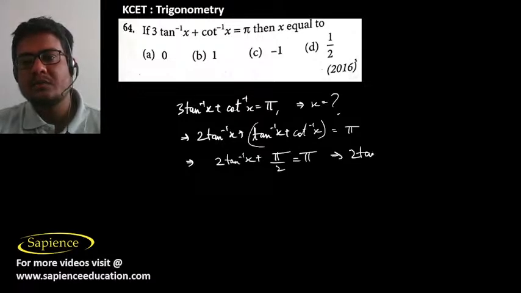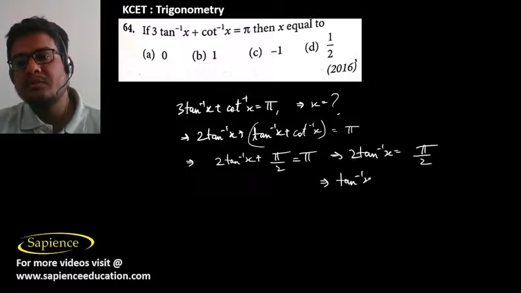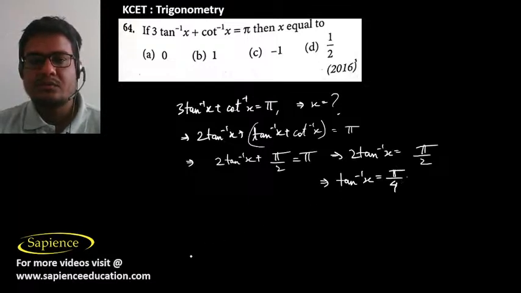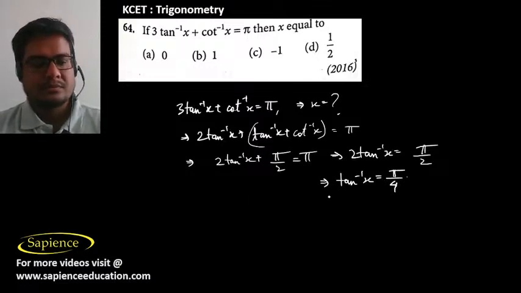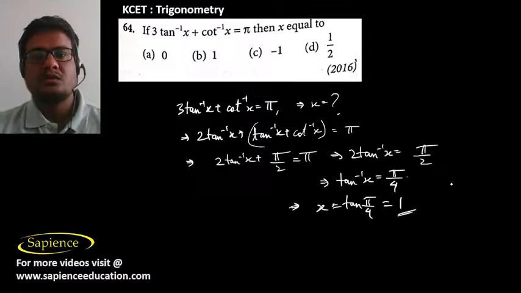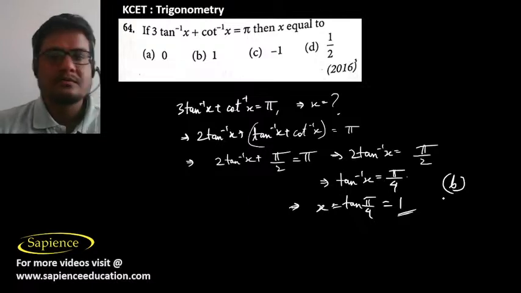So 2 tan inverse x will be equal to pi minus pi by 2, that is pi by 2. Therefore tan inverse x will be equal to pi by 4. So x will be equal to tan pi by 4, which is equal to 1. So x is equal to 1. So option B is the correct answer.